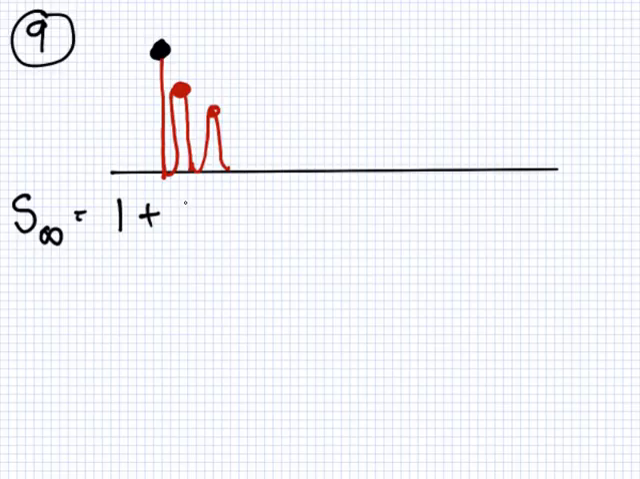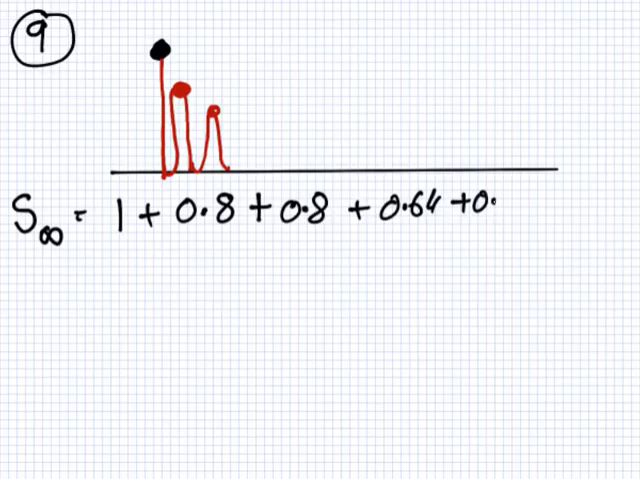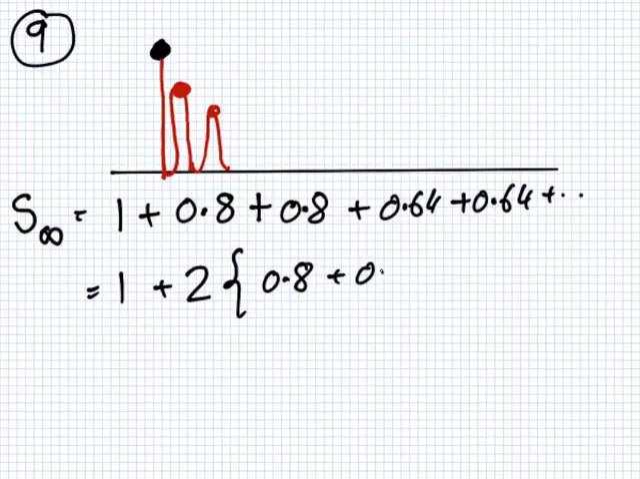So the distance it travelled will be 1 plus 0.8 plus 0.8 plus 0.64 plus... It goes up and it goes down. So that is 1 plus 2 times 0.8, 0.64, etc.